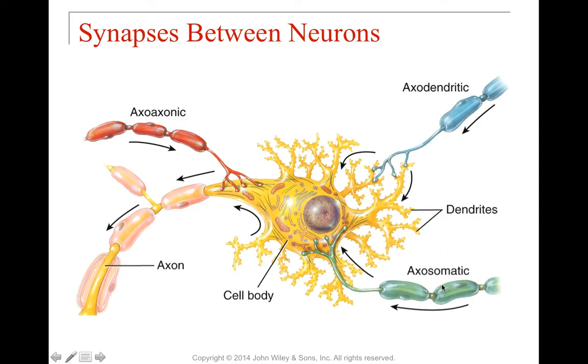We can also have axosomatic. That means that the axon from this neuron is actually interacting with the cell body itself. So not with the dendrites, but with the somatic cell itself, the cell body. We can also have it interacting directly at the axon hillock. So that's called axoaxonic. So if you're getting information into the cell by the dendrites that comes from an axon of another one, it's called axodendritic. If you're getting information to the cell body from the axon of another neuron, that's called axosomatic. And if you're getting it from the axon of another axon directly here at the axon hillock, that's called axoaxonic.